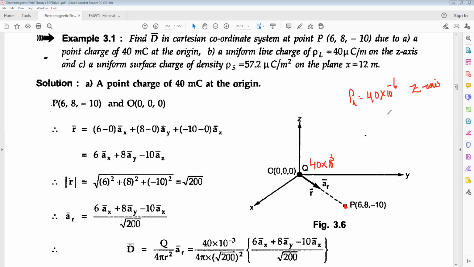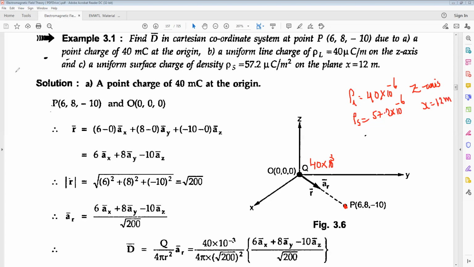D bar is equal to rho L by 2 pi R into AR bar, that is the formula to find it when the line charge rho L is given. And a uniform surface charge density rho S is given, 57.2 into 10 to the power of minus 6 coulomb per meter square at x equal to 12 meters.